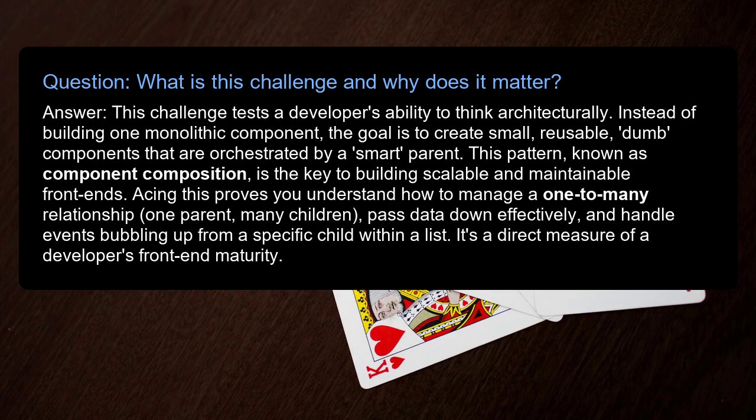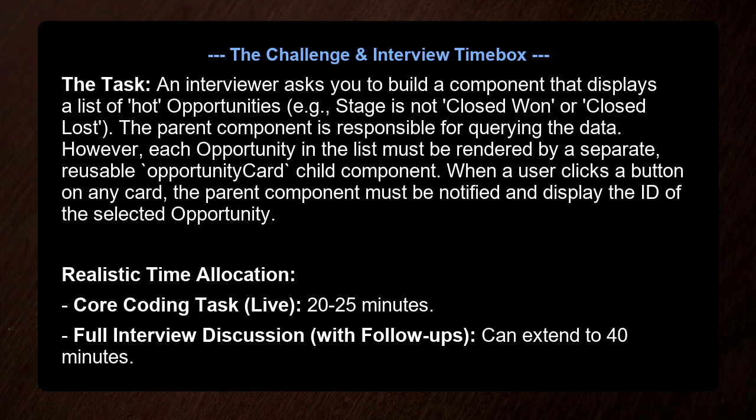Acing this proves you understand how to manage a one-to-many relationship, one parent, many children, pass data down effectively, and handle events bubbling up from a specific child within a list. It is a direct measure of a developer's front-end maturity. The challenge and interview timebox.